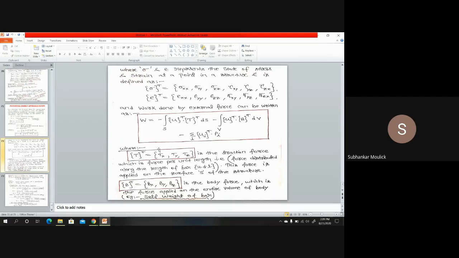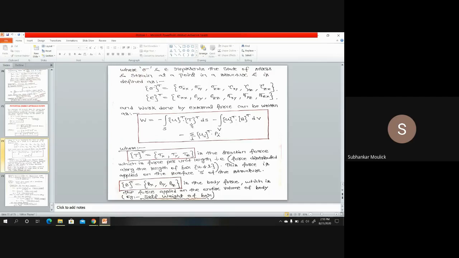Now what are these three things? This first surface integral is the work done due to the traction force acting on the body. And what is the traction force? Traction force is the force which you apply on the surface of the body. For example, a UDL, a uniformly distributed load, applied on the surface of the body. That is a traction force.